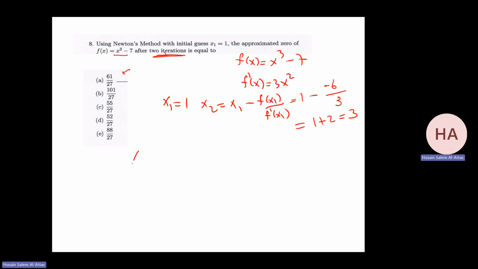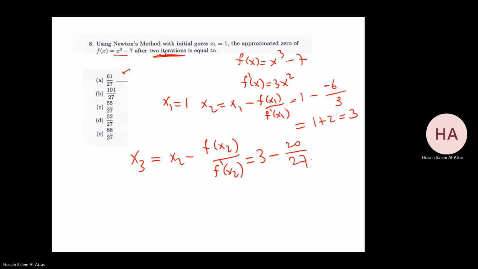That will be x2. x3, you want 2 iterations. x3 will be x2 minus f of x2 over f prime of x2. That will be 3 minus f of 3, 27 minus 7, that will be 20 over 27. Yeah, so you have 27 times 3, which is 81 minus 20, which is 61 over 27. So that will be my answer.